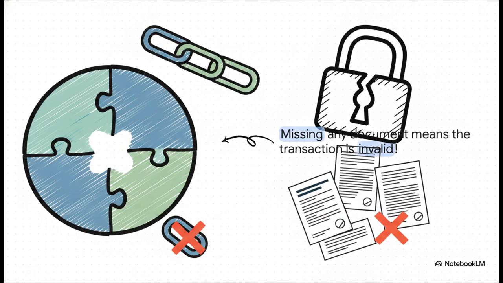And see how all of this builds to our next major rule? If you are missing even one single piece of that 4-part puzzle, the transaction is legally invalid. I'm going to repeat that because it is literally the most important lesson for a new accountant. A missing document means you cannot, under any circumstances, report that 50 million dong in the accounting books. Your chain of evidence is completely broken.